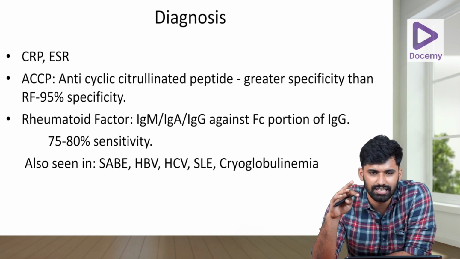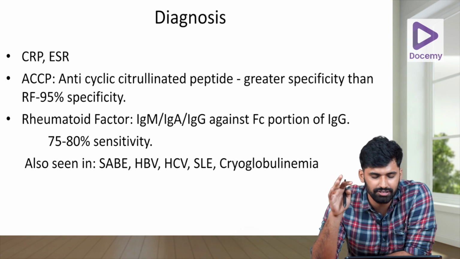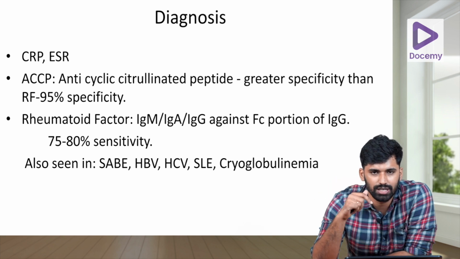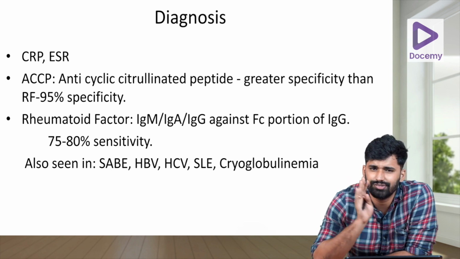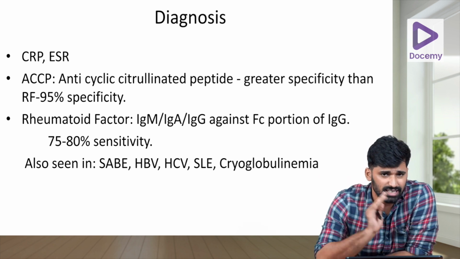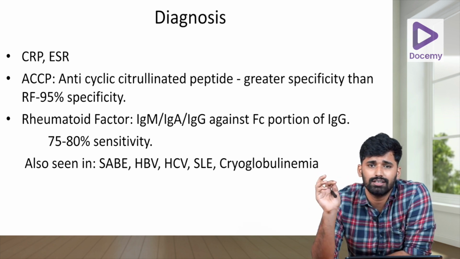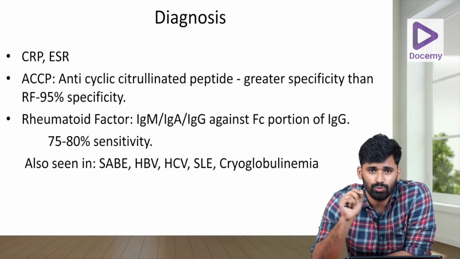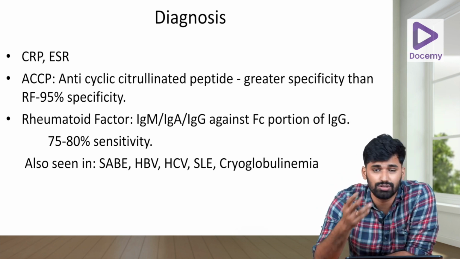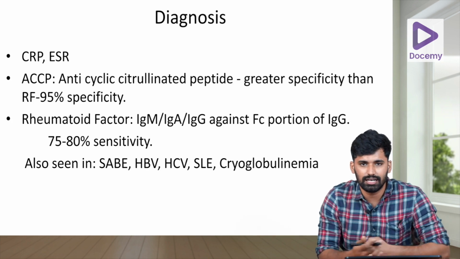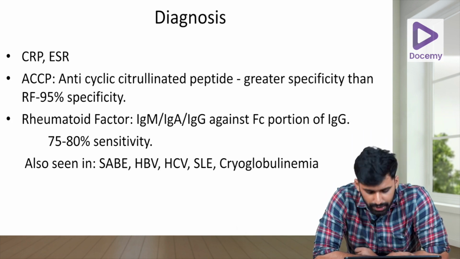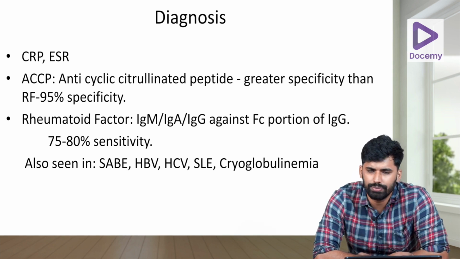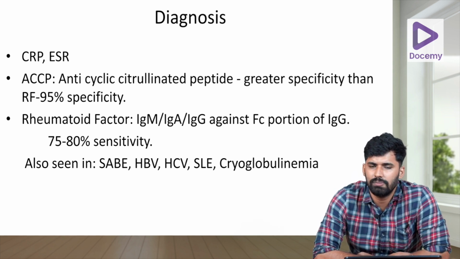The sensitivity is 75 to 80%. The sensitivity is similar to ACCP, but ACCP has 95% specificity. Rheumatoid factor has very poor specificity. Hence, it is not the final word in diagnosing a patient with rheumatoid arthritis, because it is also seen in subacute bacterial endocarditis, hepatitis C virus infections, hepatitis B virus infections, systemic lupus erythematosus, and cryoglobulinemia.